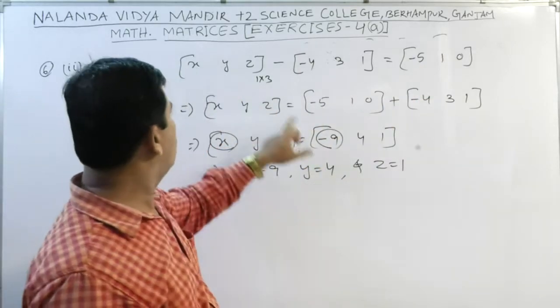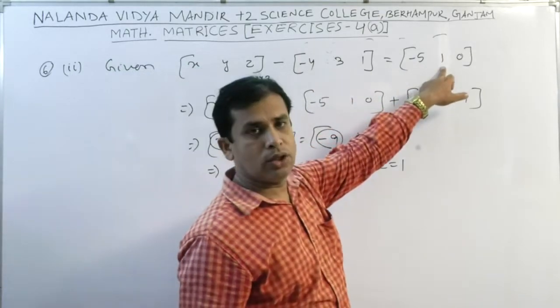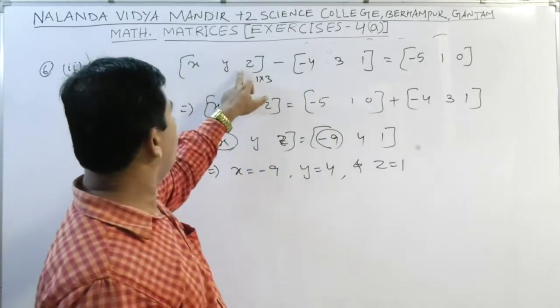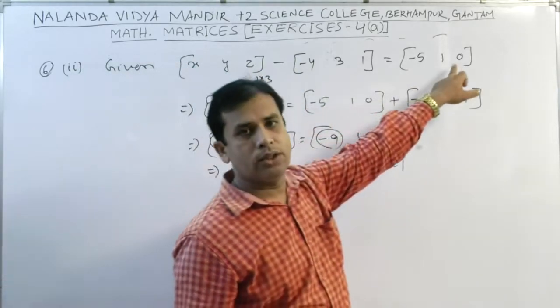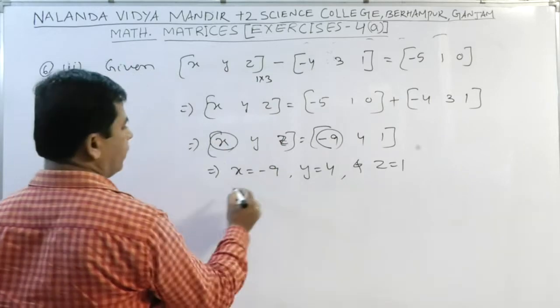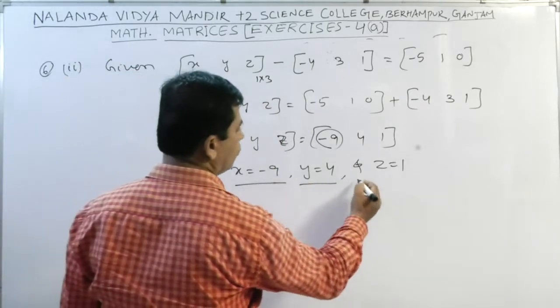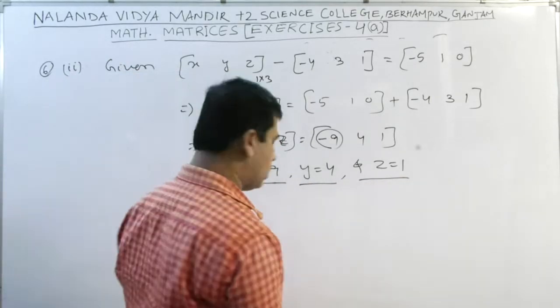Here, Y is equal to 4. 4 minus 3, that is equal to 1. And put Z equal to 1, 1 minus 1, that is equal to 0. Therefore, the value of X is equal to minus 9, Y is equal to 4, and Z is equal to 1.